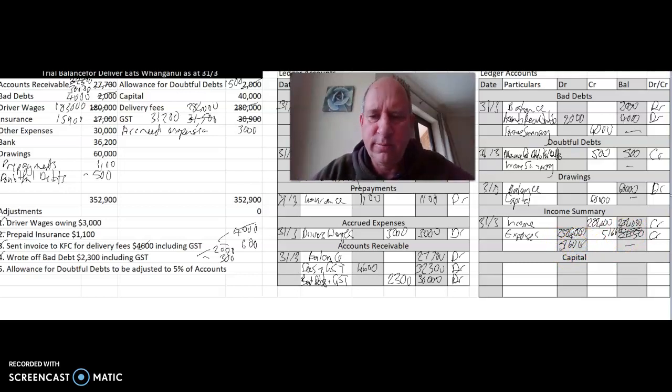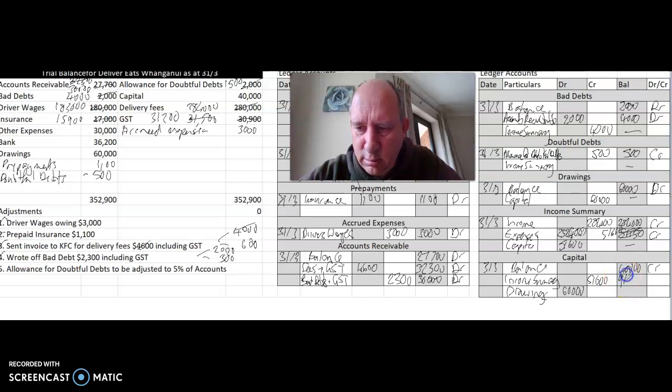Where does income summary close off to? That's right, capital. And to finish off capital, we've got our opening balance of 40,000. We're going to add our profit, and that comes from income summary of 51,600. And then we're going to take away our drawings of 60,000. So we've got 91,600 here. Minus the 60,000 gives us closing balance of 31,600. Well done, that was a long one today.